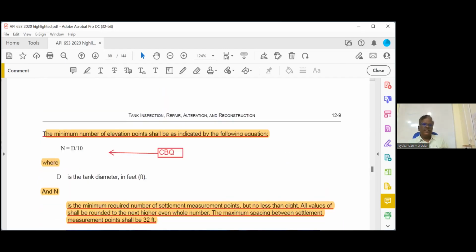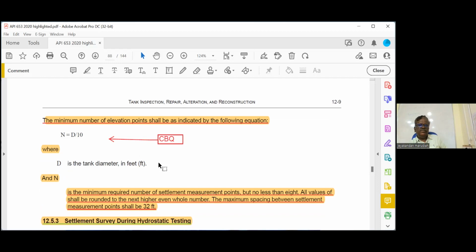Page number 12-9. N is equal to D by 10.